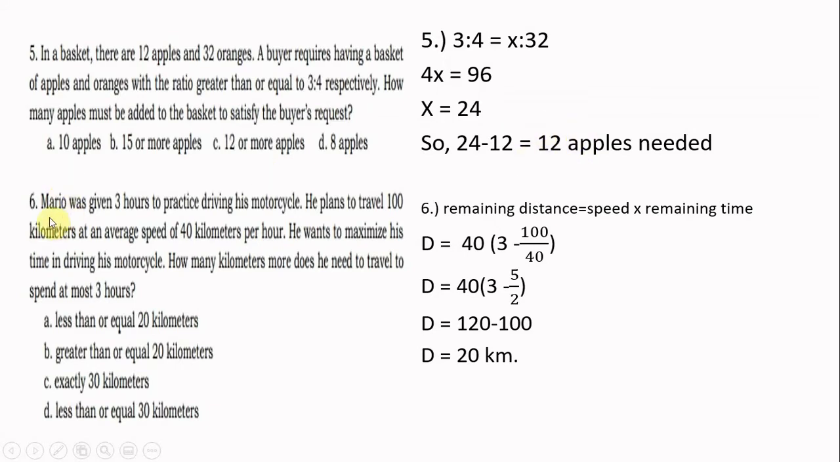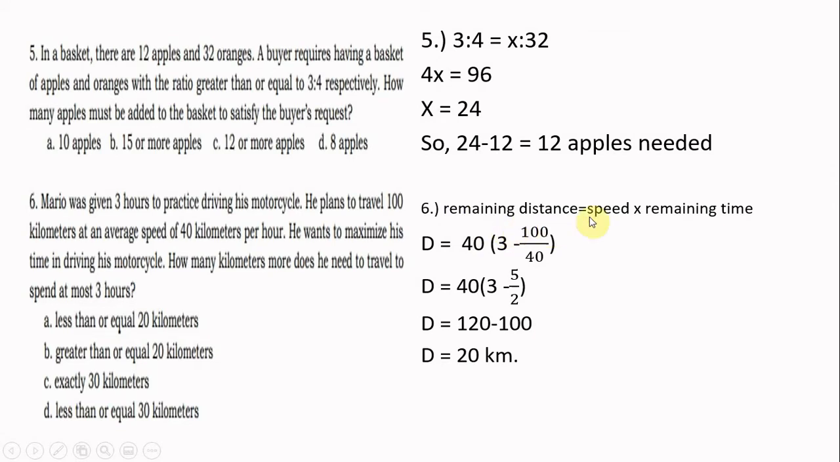So, needed. Number 6, Mario has given 3 hours to practice driving his motorcycle. He plans to travel 100 kilometers at an average speed of 40 kilometers per hour. He wants to maximize his time in driving his motorcycle. How many kilometers more does he need to travel to spend at most 3 hours? Okay, here is the solution.